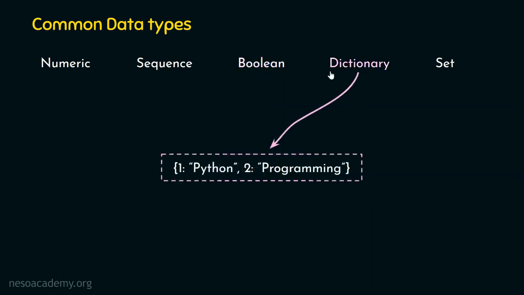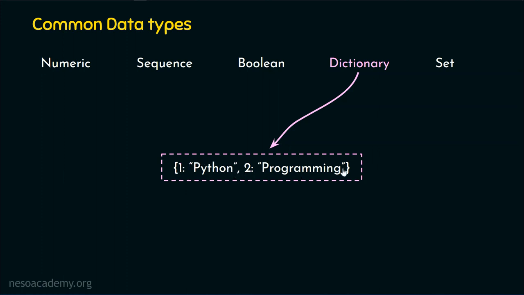Next up, we have the dictionary data type. Python dictionaries are an unordered collection of items. Each item in a dictionary is in the form of a key-value pair. Here, for example, we have the key as 1 and the value as the string Python. And this entire thing, that is the key 1 and the value Python, is called a pair. The key is separated from the value using a colon. And this is what forms a pair.